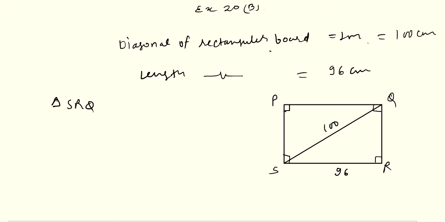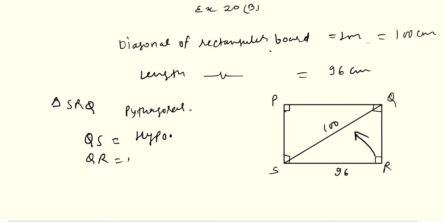In a right angle triangle we simply use the Pythagoras theorem to find the values. So this QR, the breadth, we have to find. The side opposite to 90 degrees is the hypotenuse, so your QS will be the hypotenuse. Then QR is the perpendicular, and SR is the base. So now use the Pythagoras theorem.